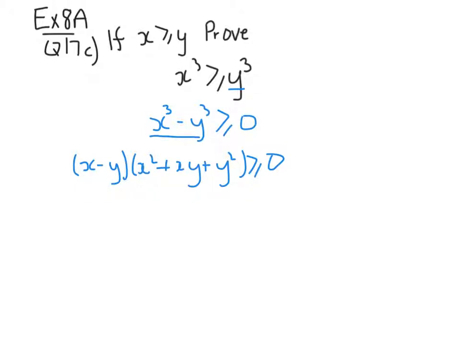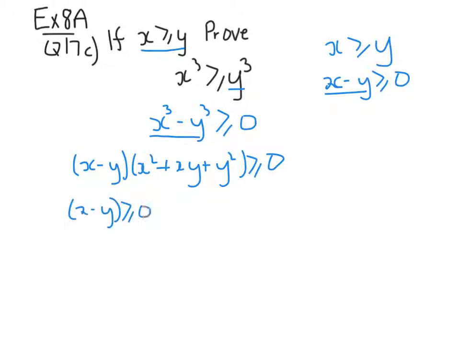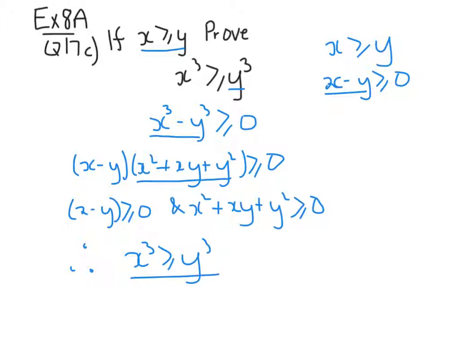Now, how can we prove that this is always going to be greater than or equal to 0? Well, if we use this bit of information here, if x is greater than y, then we can say x minus y is going to be greater than 0, which means that x minus y is greater than or equal to 0. And this part here is the part in part B, and we found that x squared plus xy plus y squared was always going to be greater than or equal to 0. Therefore, x cubed will always be greater than or equal to y cubed, because if this part is greater than or equal to 0 and this part is greater than or equal to 0, then that means this bit must be greater than or equal to 0, which means this must be true.